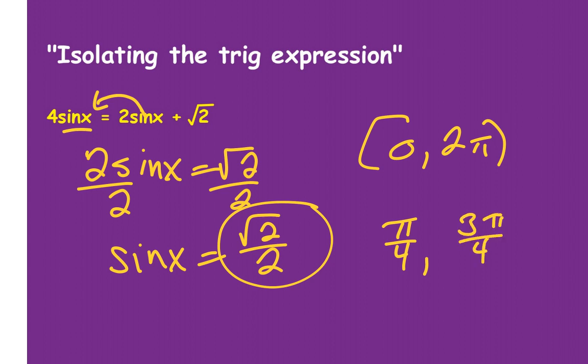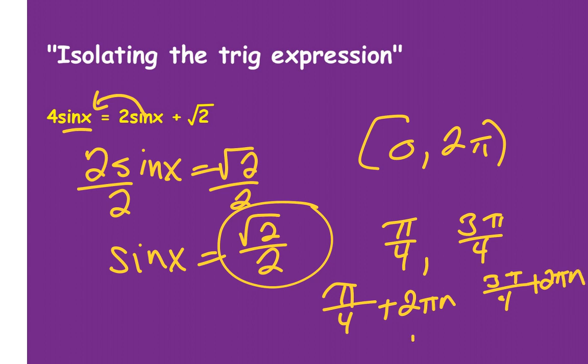Now, this is on that interval, and so if you wanted all of them, you would just say pi over 4 plus 2 pi n, and then 3 pi over 4 plus 2 pi n, because you want every one as it's going around the circle, and n is an element of integers. So pay attention to whether it's asking for all of them or just within a certain domain.